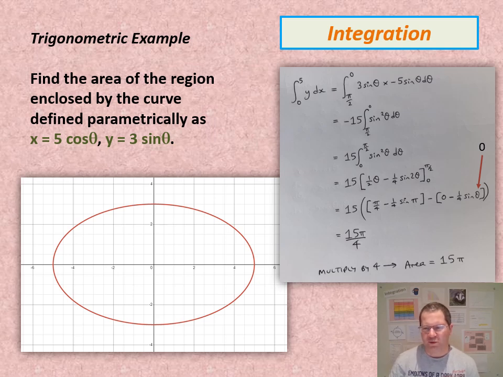As we've seen before, the integral of sine squared theta with respect to theta is a half theta minus a quarter sine 2 theta. And then when we substitute pi over 2 into that, we get pi over 4 minus a quarter sine pi, and a quarter sine pi is 0. And when we substitute 0 into that, we get 0 minus a quarter sine 0, which is 0. So our final answer is 15 pi over 4, and then when we multiply that by 4, we get an area of 15 pi.